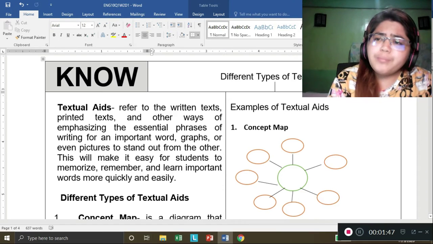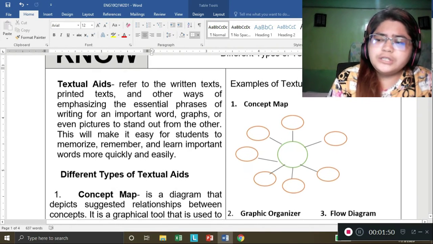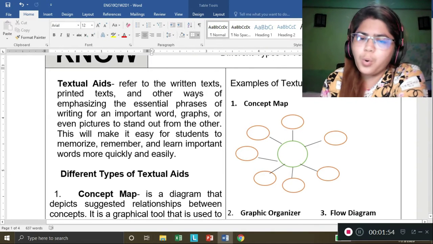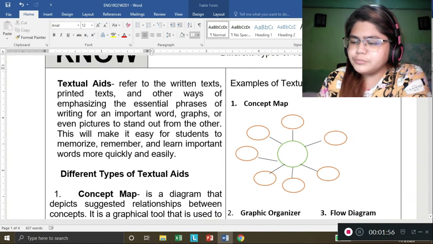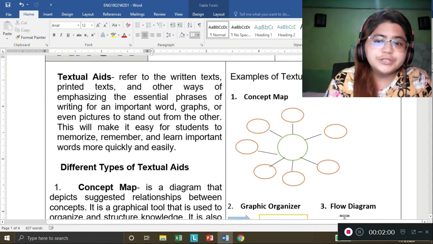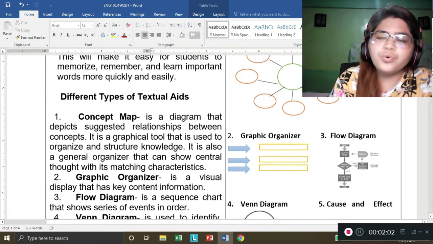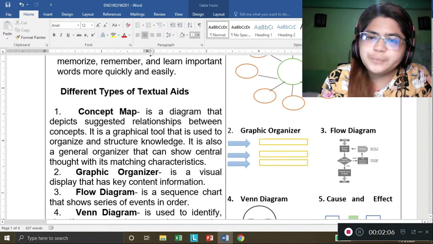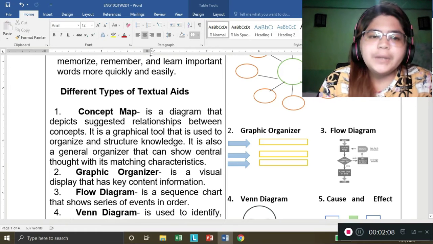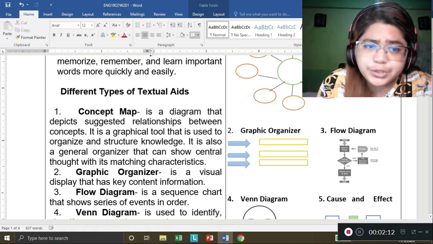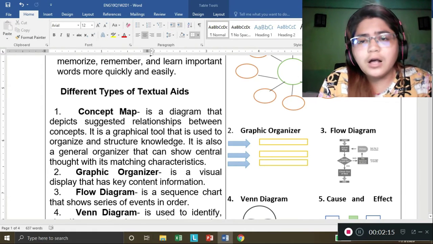If you could still remember, your teacher once asked you to come up with your own graphic organizer on how to highlight the important information from a specific topic. You're going to use this graphic organizer. We also have this concept map.